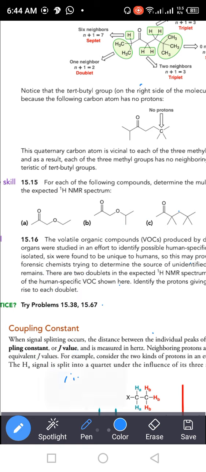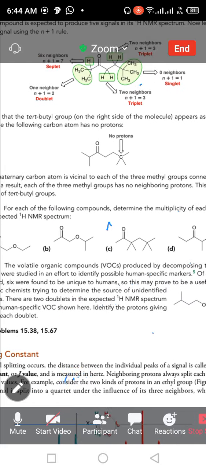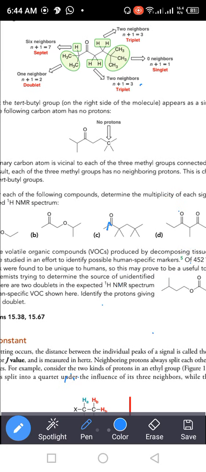And what about the CH2? CH2 has no neighbors, 2 protons singlet, and CH3 has no neighbors, 3 protons singlet. And the structures C and D are the assignment for you. You can solve this problem very easily. Look into the neighbor protons and then add +1, the total will be the splitting pattern.